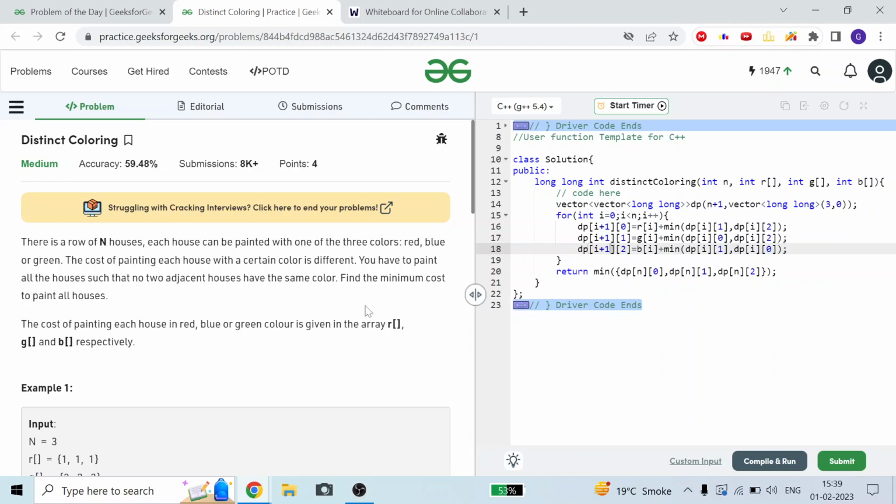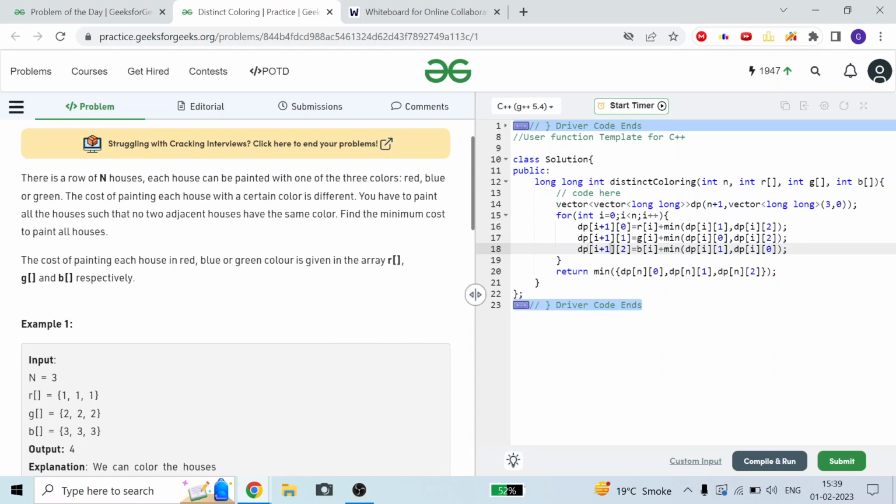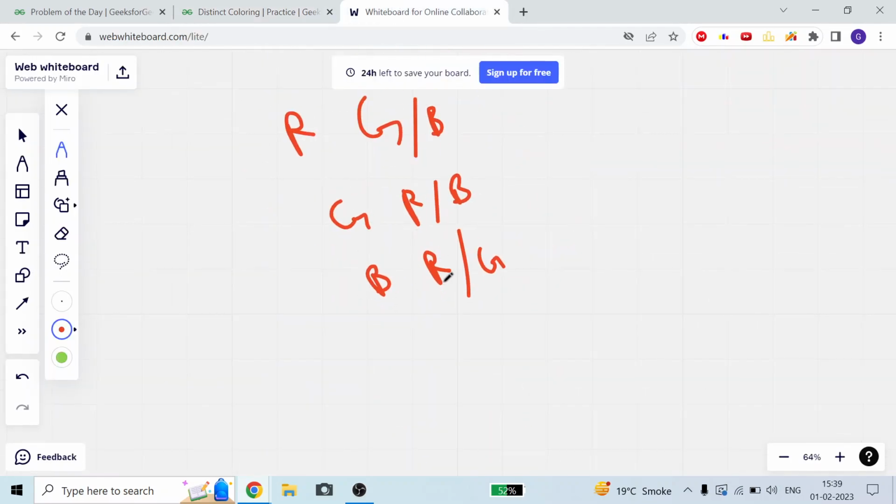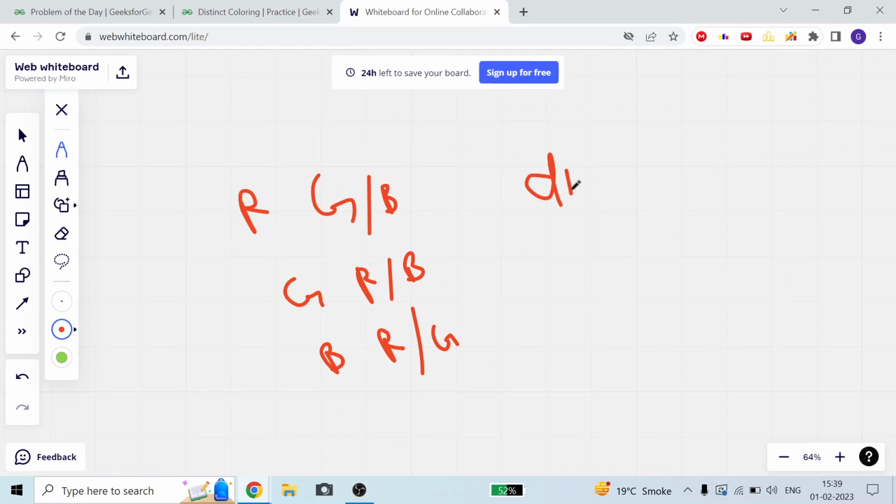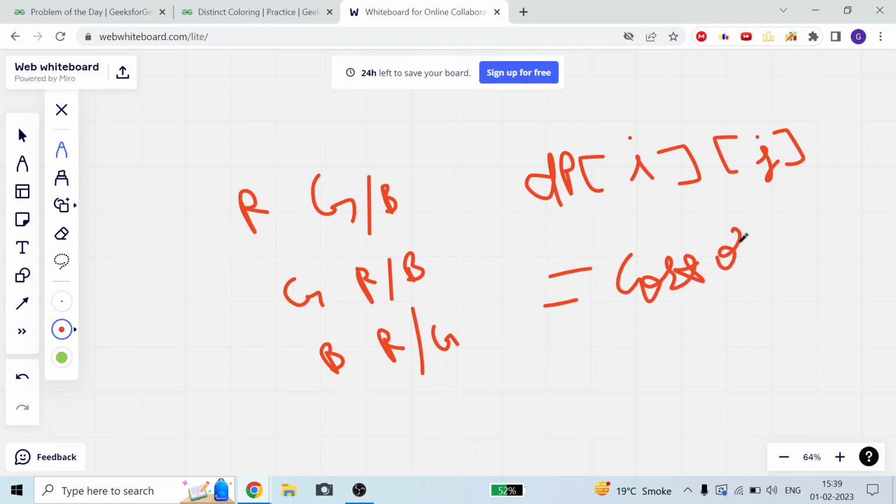Now guys, I have to find out the minimum cost of painting all the houses. So how will we find out? We will declare an n into 3 dp matrix. Now here dp i comma j. What is i comma j? Cost of coloring 0 to i houses.